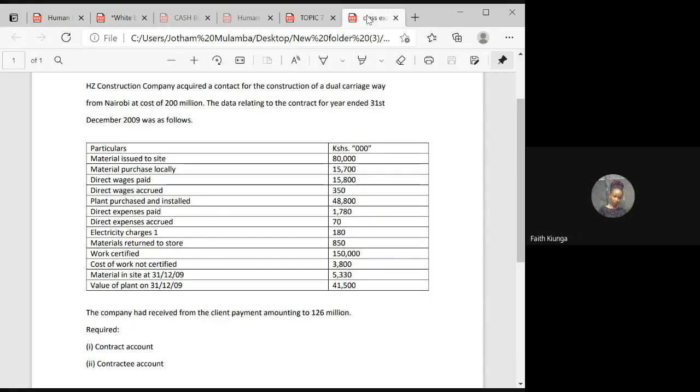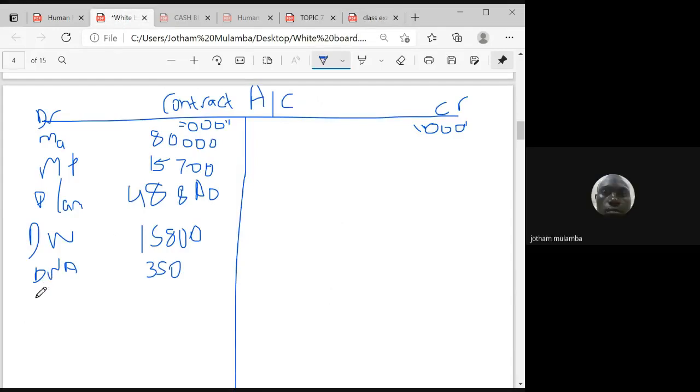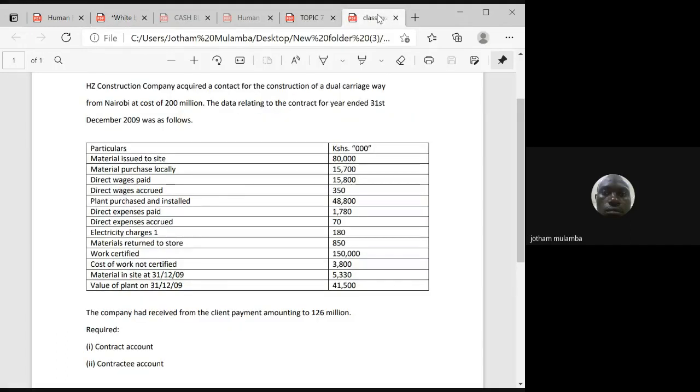Direct expenses paid. How much? 1780. Direct expenses paid, 1780. Another transaction.